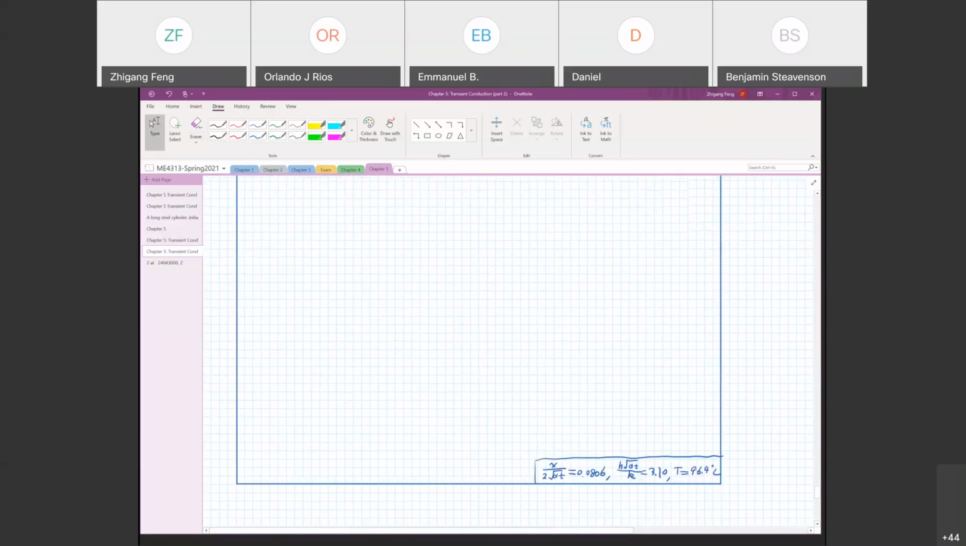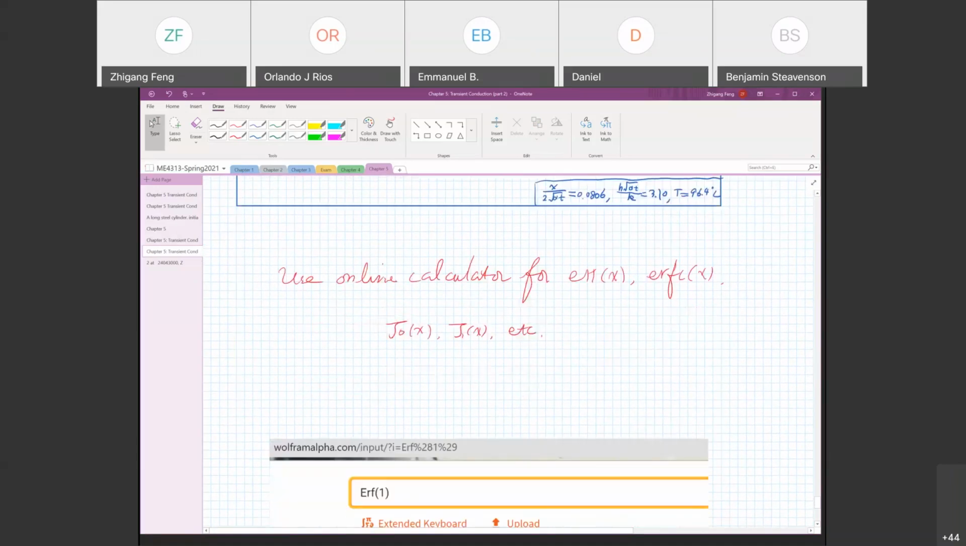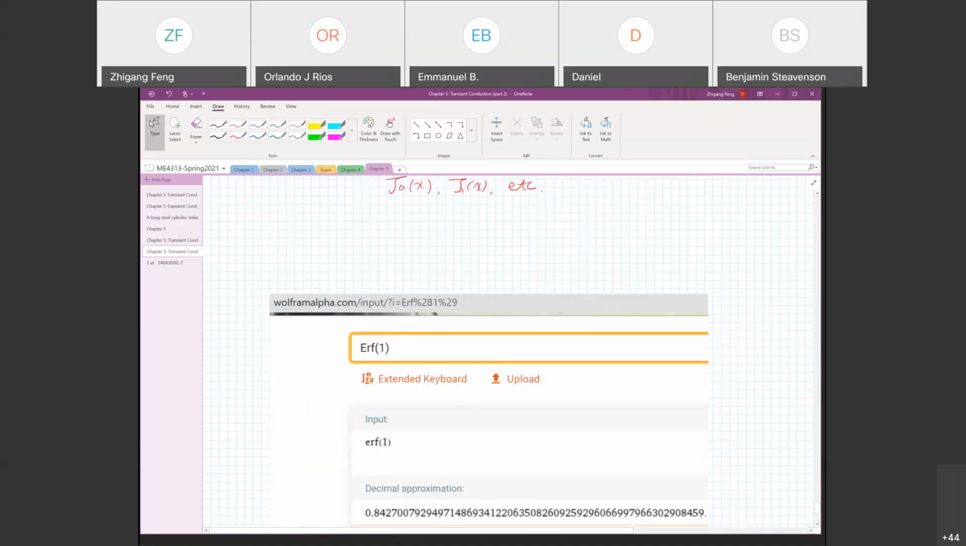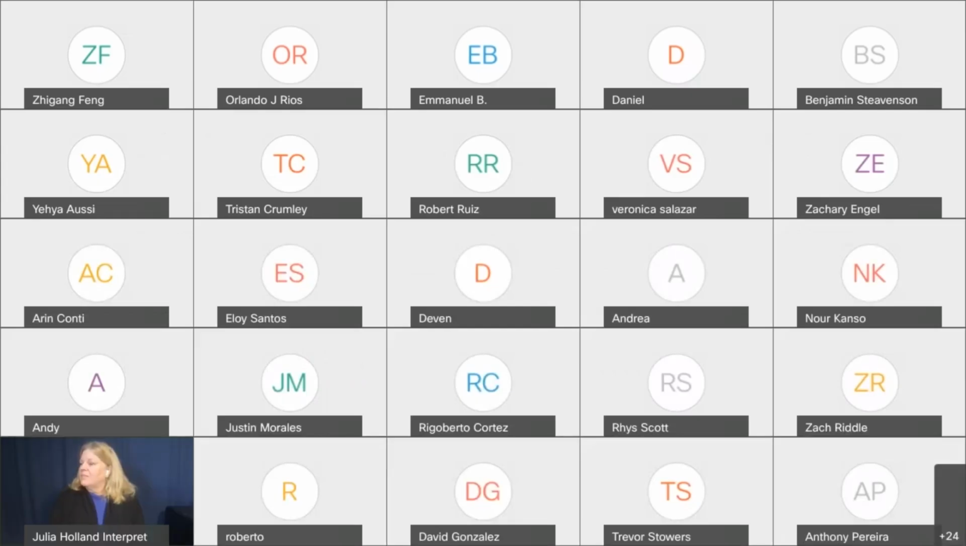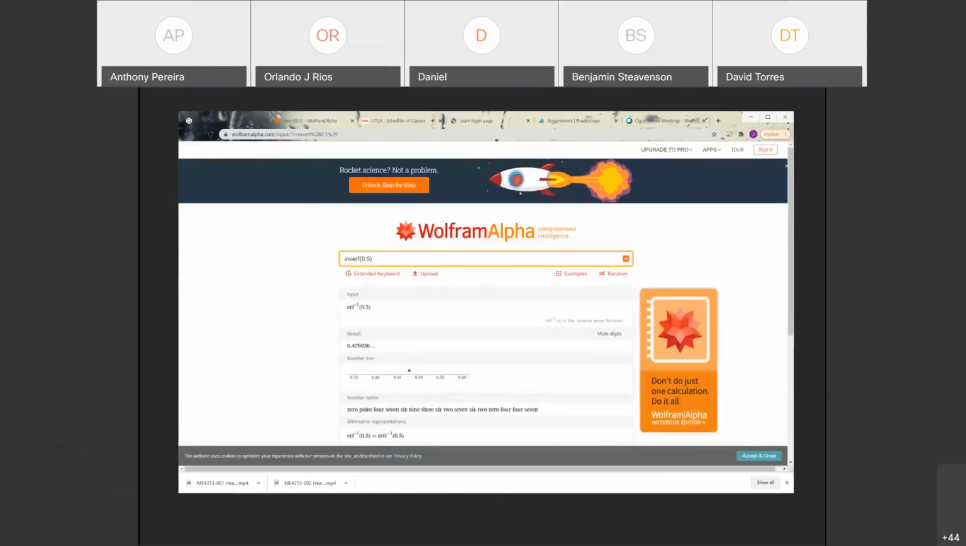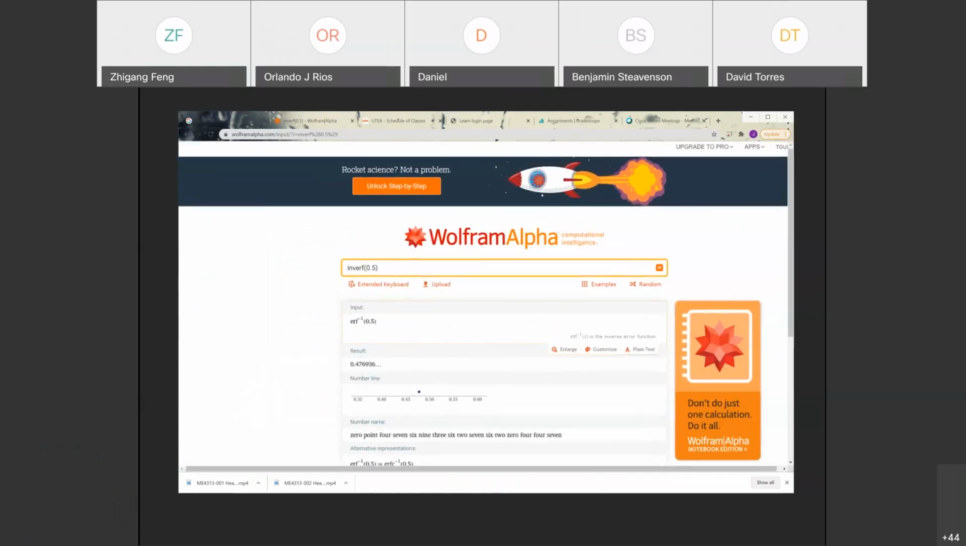So let me finish the last part, which is to use the online calculator to find these special functions. Okay, so the website is called wolframalpha.com. So let me share the website with you. Okay, so this is the website I was talking about, Wolfram Alpha.